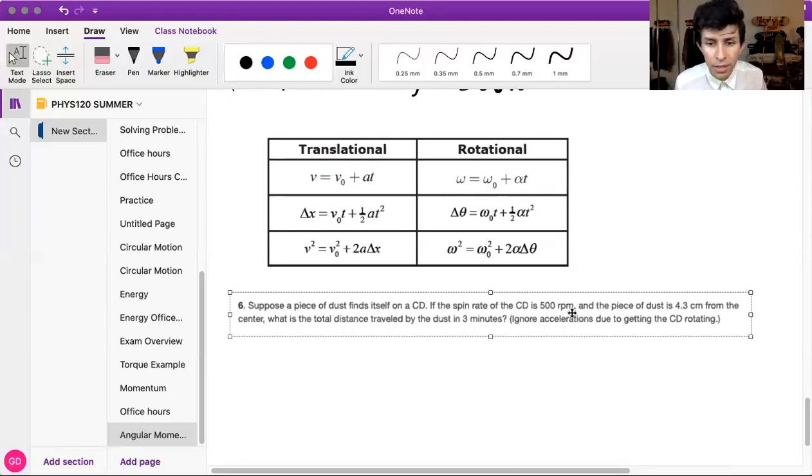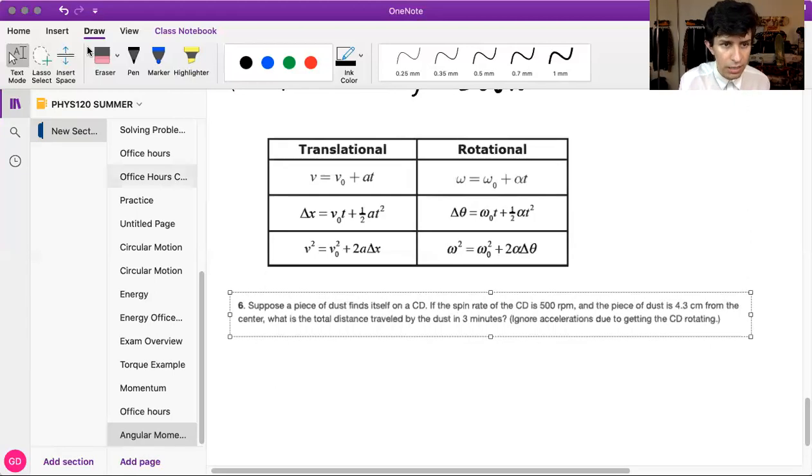It's omega. So they tell you the CD is spinning that fast, and the piece of dust is 4.3 centimeters from the center. So not in the center, but 4.3 centimeters. Remember, centimeters, we're going to need to convert that to meters. What is the total distance traveled by the dust in 3 minutes? Ignore acceleration due to getting up to speed. So you're just looking at the situation as the CD has been rotating at 500 RPM the whole time.